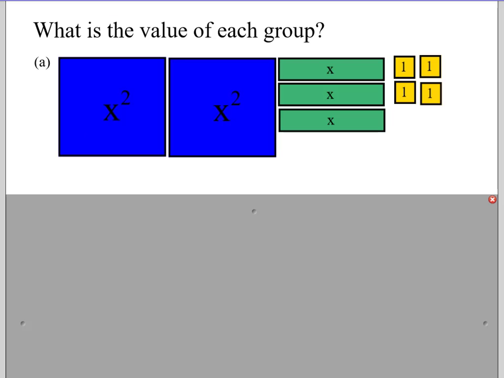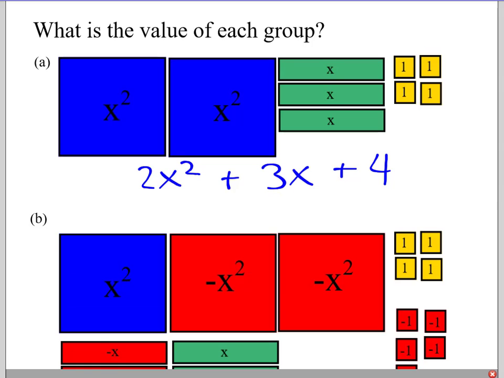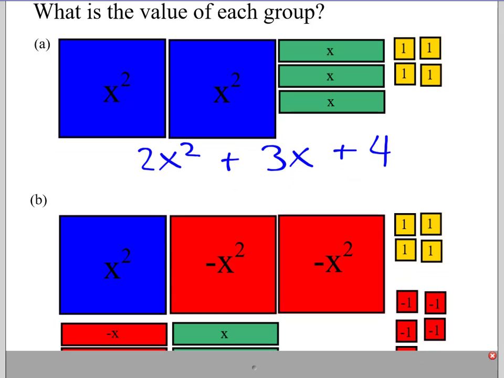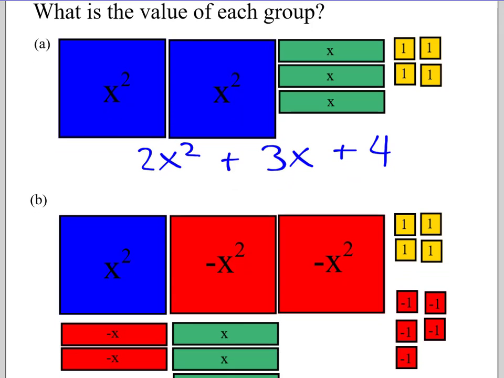All right, so let's just do a quick refresher. What is the value of each group? Well, this would be 2x squared plus 3x plus 4. And you can't do any more with that because those are all different size pieces, so that's where we stop. We'll go down here. Make sure we give myself a little more room to write.